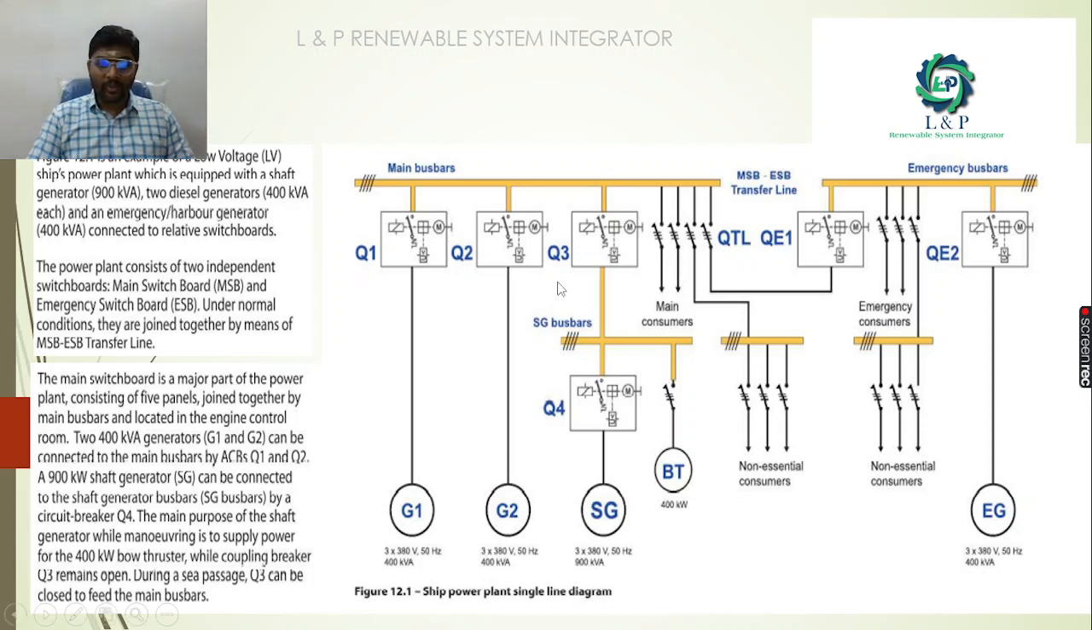In order to switch on this generator G1, we have a Q1. Most importantly, this is an air circuit breaker. Q2 is also an air circuit breaker, and Q3 is also an air circuit breaker. Q4 is also an air circuit breaker, and this QE1, in order to switch on the emergency bus bars, we are also using an air circuit breaker.